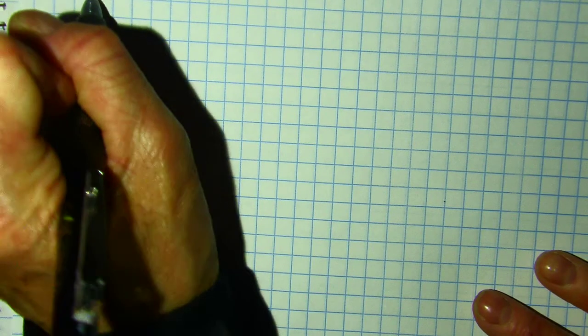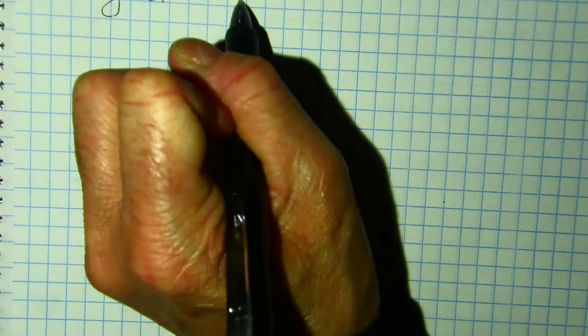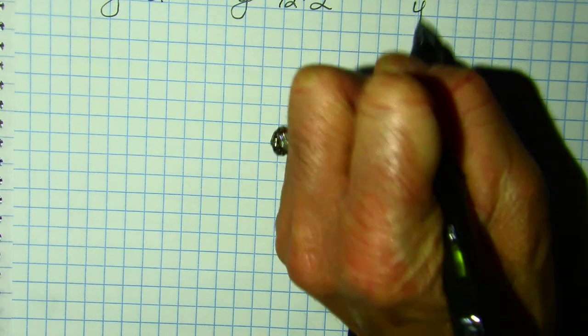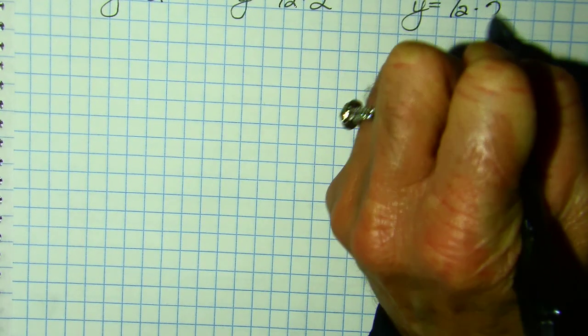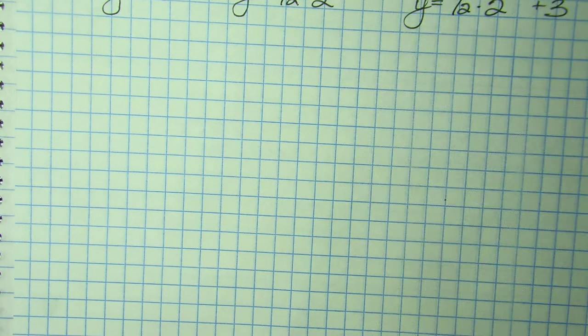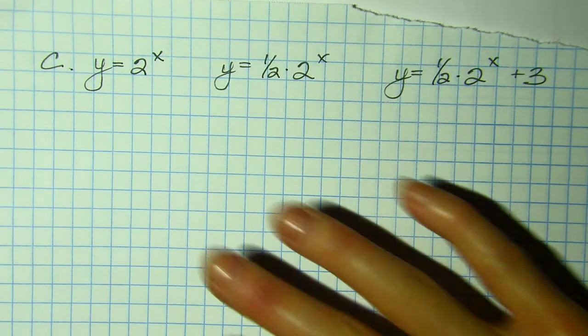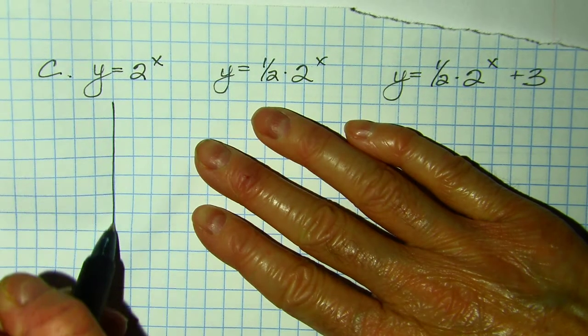Part C. Now, I believe Part C says graph the following functions and describe the graphs including domain and range. So I'm going to do all 3 so we can describe what's happening. So y equals 2 to the x, y equals 1/2 times 2 to the x, and y equals 1/2 times 2 to the x plus 3.